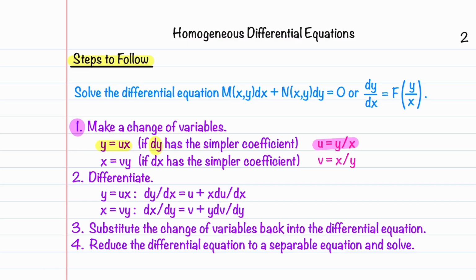That's our new variable. If dx has the simpler coefficient, we'll let x be equal to v times y, and there's our equation for v. The second step is to differentiate this change of variables. I've written down the formulas for each of these change of variables. The third step is to just substitute this change of variables, either the y or the x, and their derivatives, back into the differential equation. And then step 4 is to reduce the equation to a separable equation and then solve it.